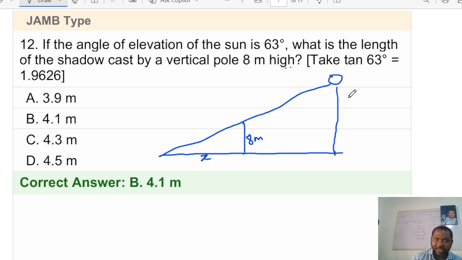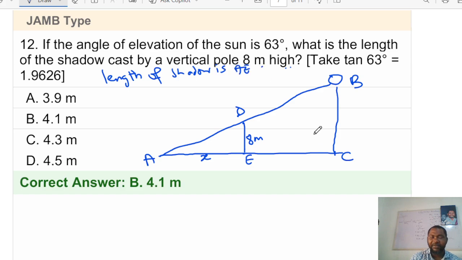If I label this now, let me say this is A and B, C. I can call here D, then call here E. So the length of shadow is AE. Please never forget the principle of light traveling in a straight line.